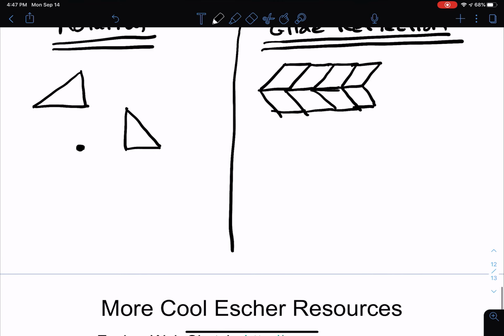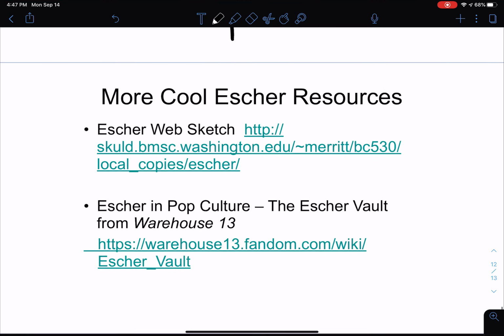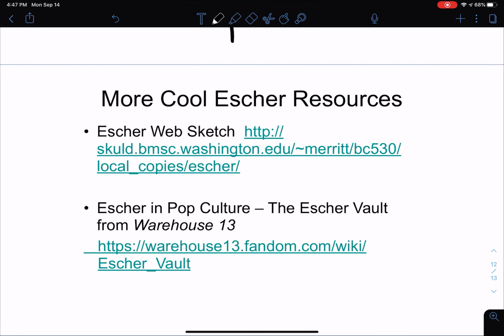All right, and as you're working, if you want to check out some more cool Escher resources, there's this first website. It's pretty cool. It's like if you ever play with an Etch-a-Sketch, it's kind of like that, where you can draw an image and then it automatically reproduces that image in such a way that it tessellates or tiles your whole screen.